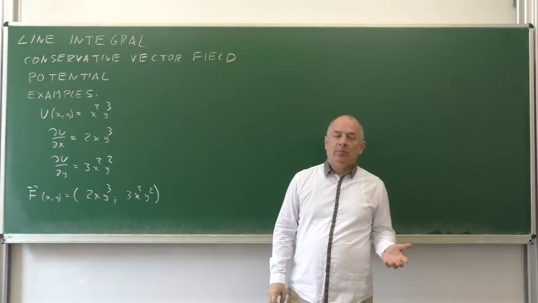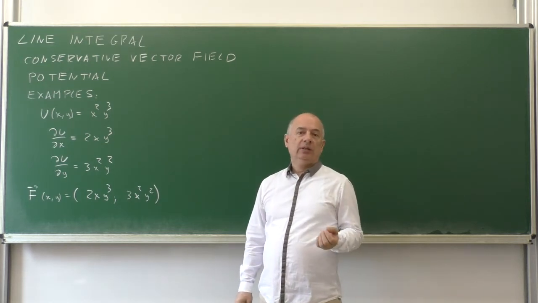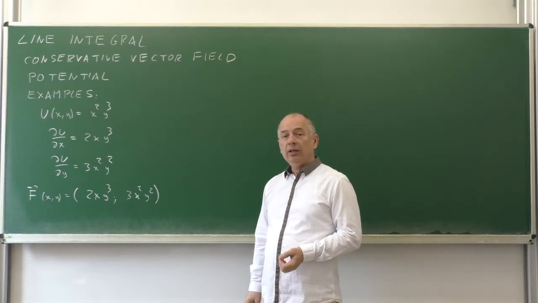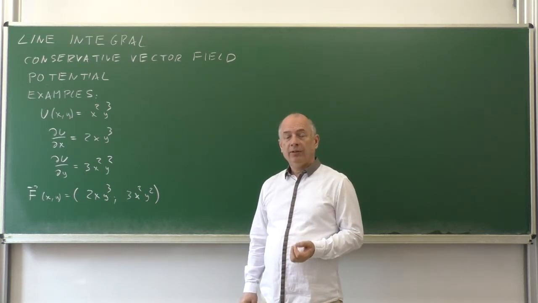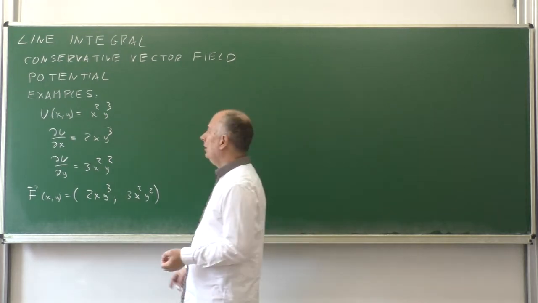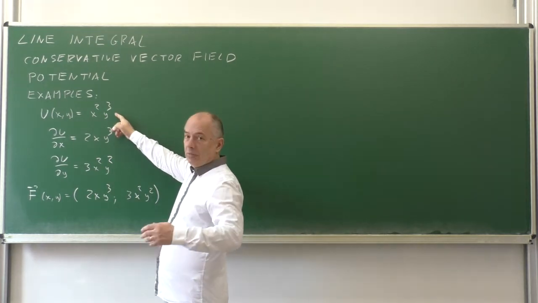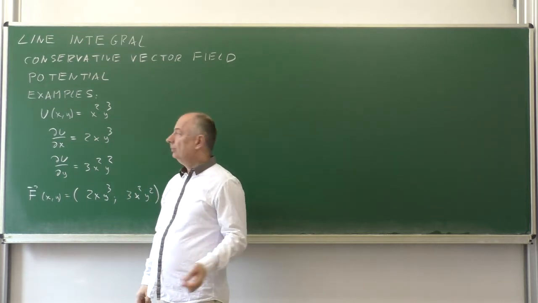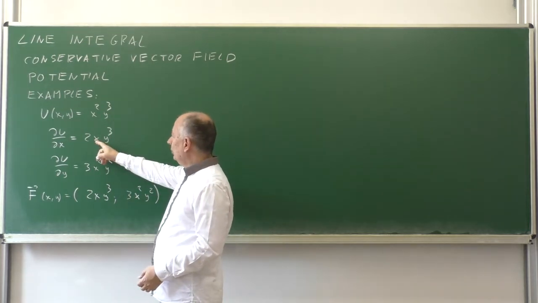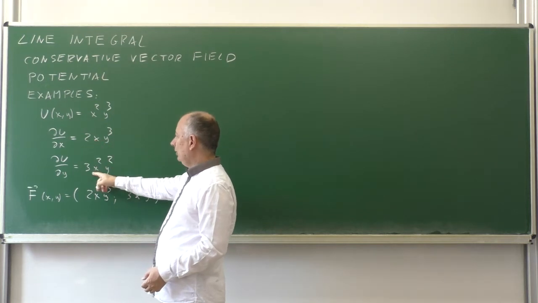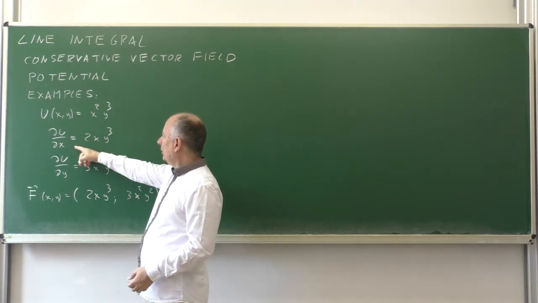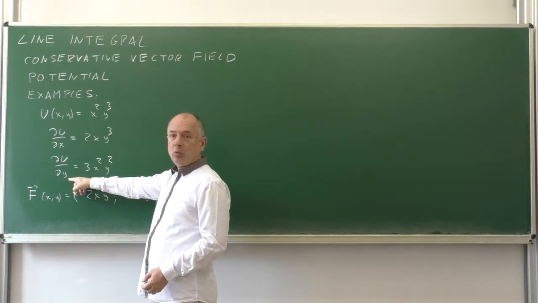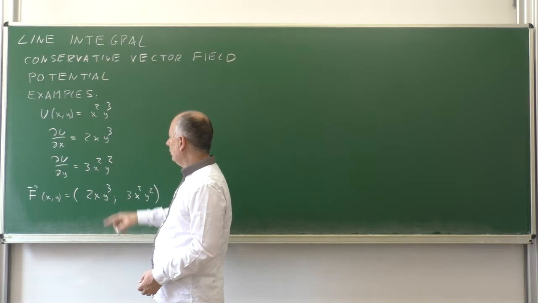We want to see some examples of a vector field that is conservative and that is not. To find some conservative vector field, the easiest way is to write some potential, any function you like, with continuous derivatives. And if we compute the gradient, the partial derivatives, du with respect to x is 2xy cubed, and the derivative of u with respect to y is 3x squared y squared.